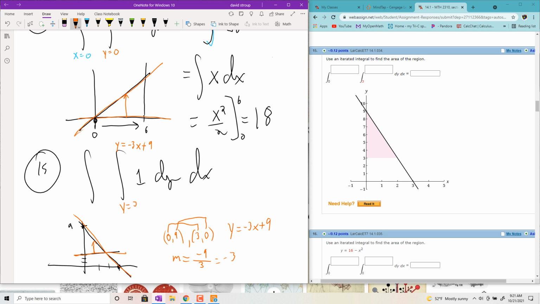You need to be careful though and look at where they actually intersect. So set the two curves equal to each other. 3 equals negative 3x plus 9. So negative 3x equals negative 6, so x is 2.